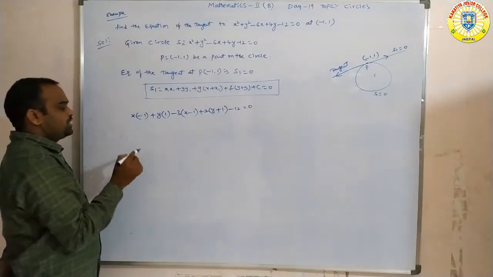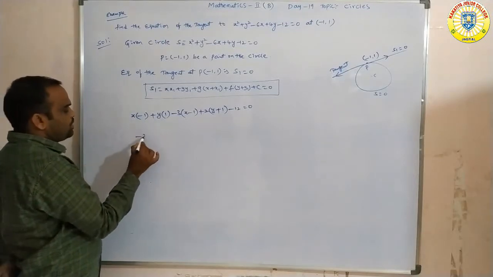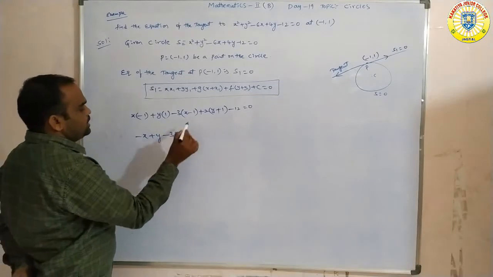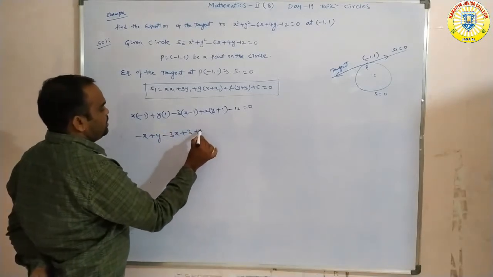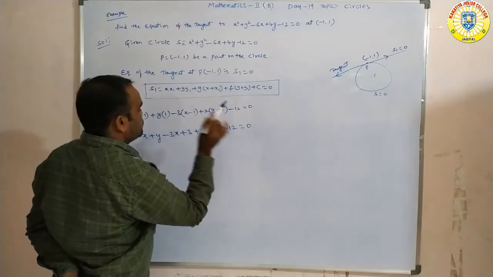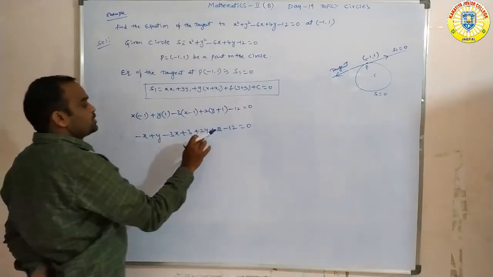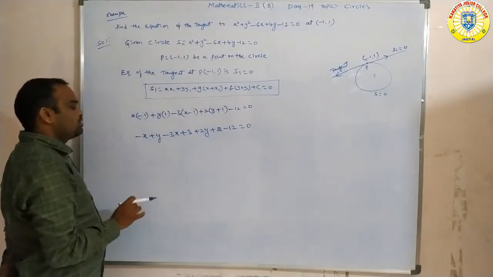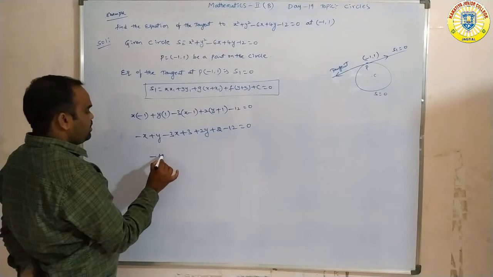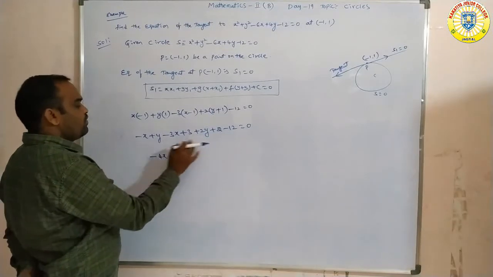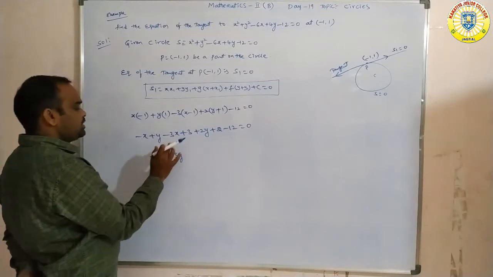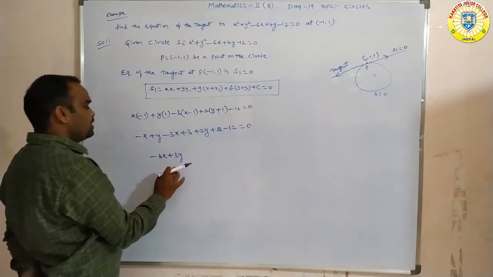Now we are simplifying this equation. X into minus 1 is minus x, plus y, minus 3x plus 3, plus 2y plus 2 minus 12 is equal to 0. Here minus x minus 3x, what is the value? Minus 4x. Here y plus 2y, what is the value? 3y.